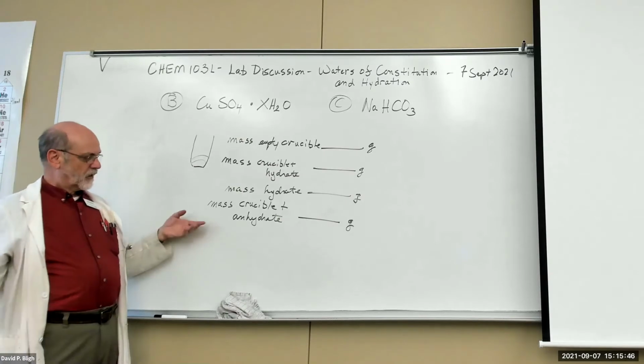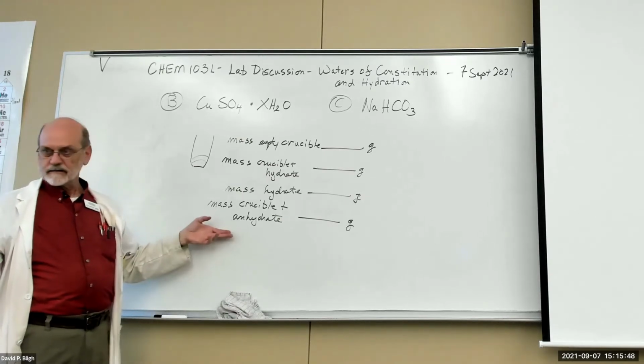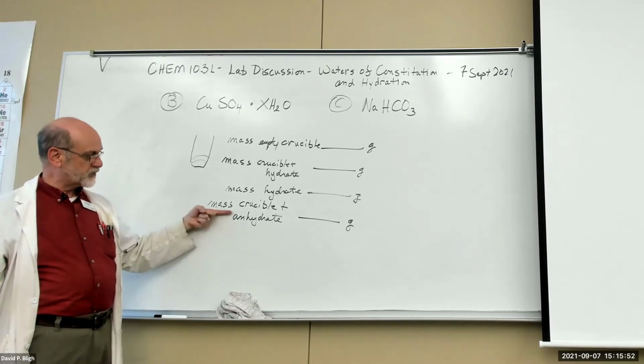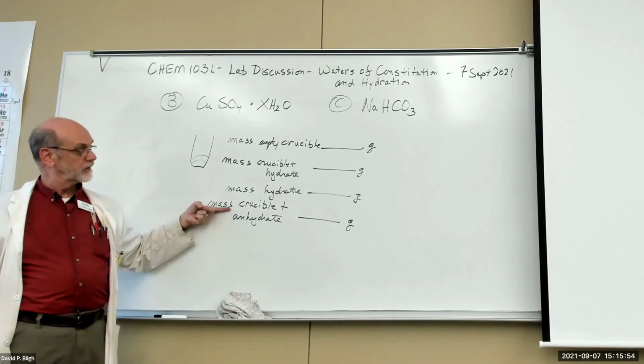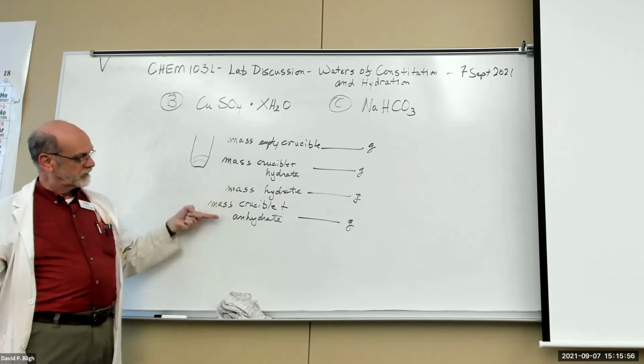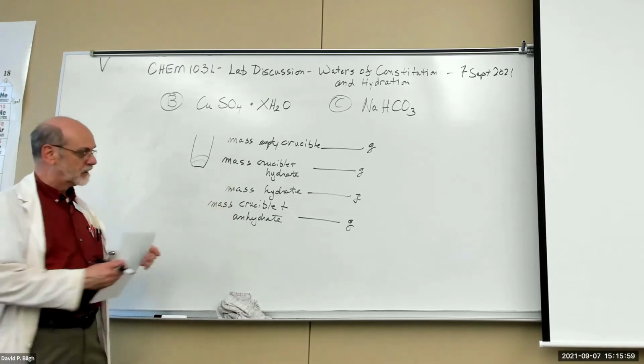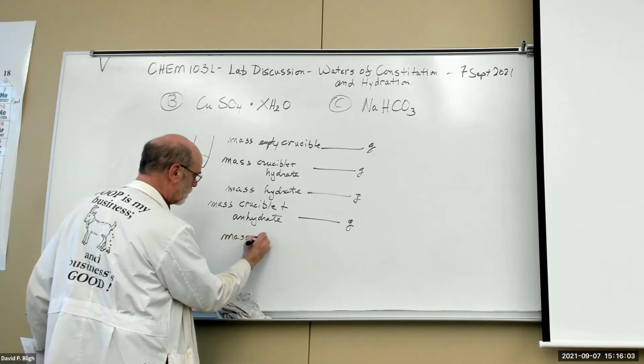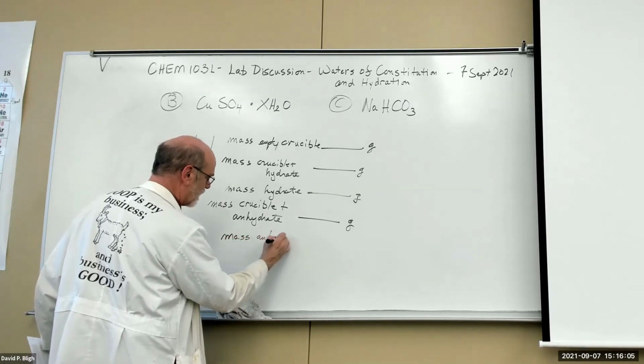Now, what's the mass of the anhydrate? Well, you just need to subtract the mass of the crucible, don't you? So you subtract this one from that one, and that's the mass of the anhydrate.